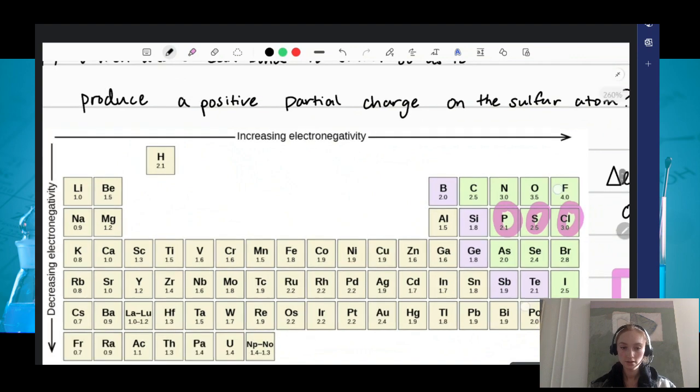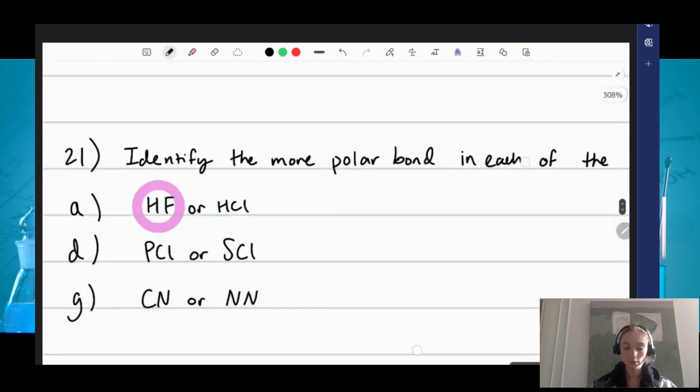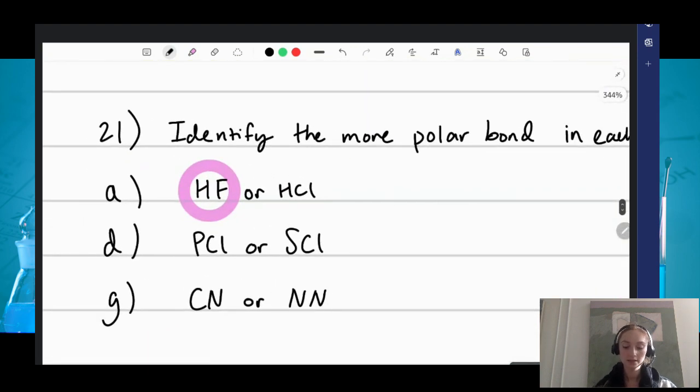The last question, we did select the right one, even though we selected the one that was higher in electronegativity, but that's because the difference still is larger than the other one. So the difference of electronegativity values of HF versus HCl is higher. Same with PCl and SCl. PCl has a greater difference, and it's the more ionic bond.